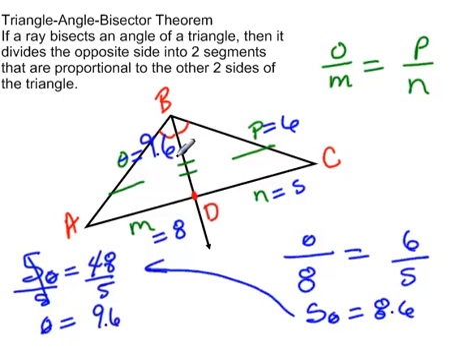Using the triangle angle bisector theorem, making sure that if you use the ray as the equal sign, set up your proportions in that manner.